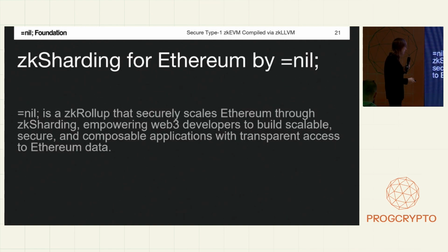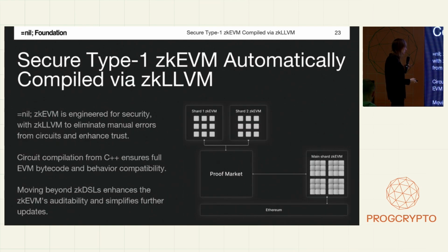So what is that? It is what it is. It's a rollup which tries to scale Ethereum by being the second execution layer. And yes, we do provide transparent access to Ethereum data. So that's getting back into zkEVM. So what does it mean? It's exactly what it is.